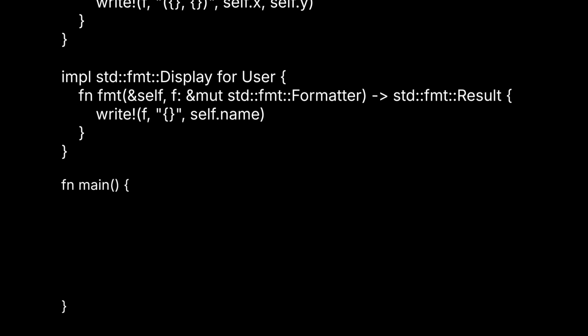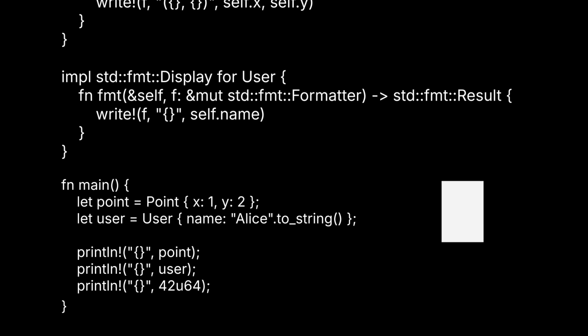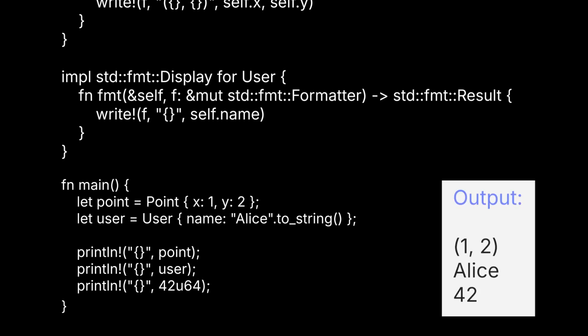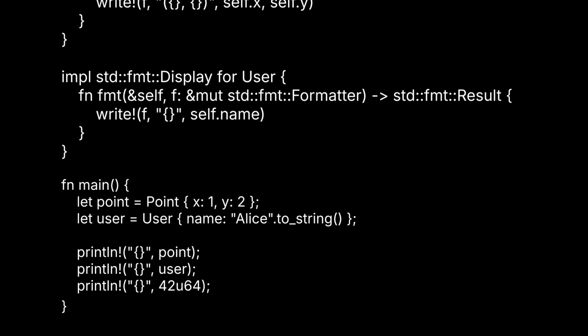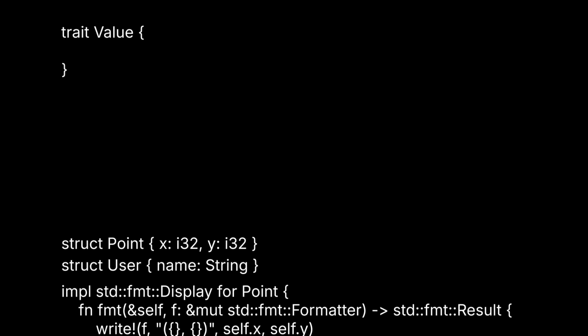So now we can simply print these structs in the main function using the print macro, same as other data types like this u64 value. The output will be like this. Now I want to implement a method for all the types that implement the Display trait. We can have a custom trait called Value, and this trait needs to have a method get_value to return whatever the value is as a string.